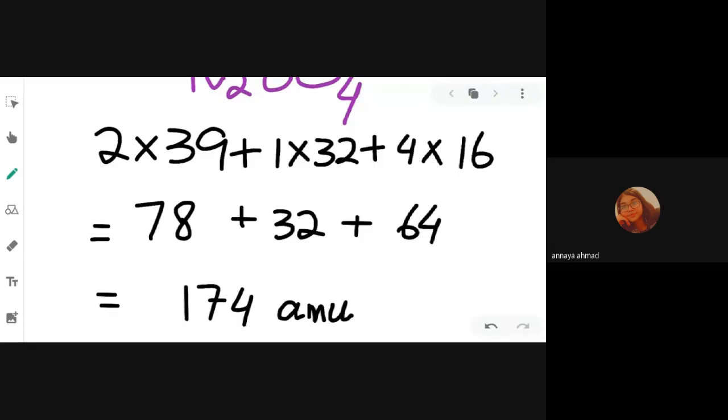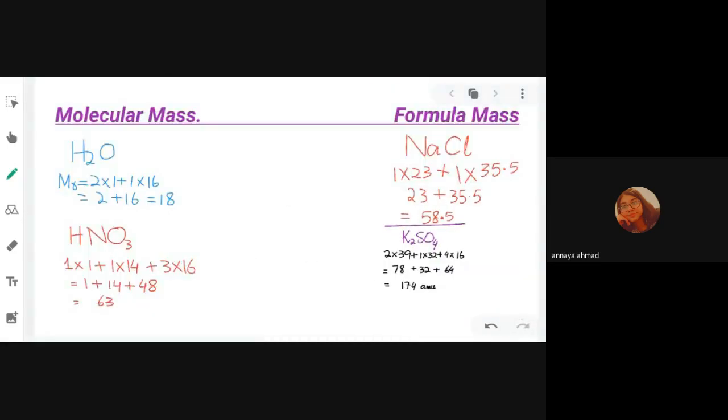Sir, when do we know if we have to use the mass number or the atomic number? Whenever we have to measure mass, either formula mass or molecular mass, we will use atomic mass. And if we have to write down the electronic configuration, which we have not studied so far, then we will use atomic number.